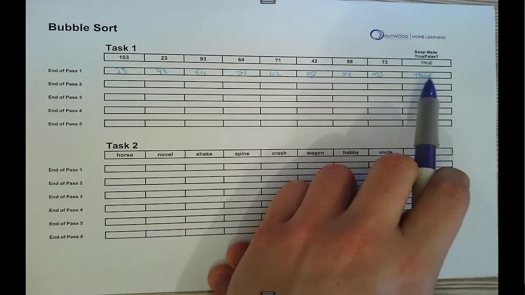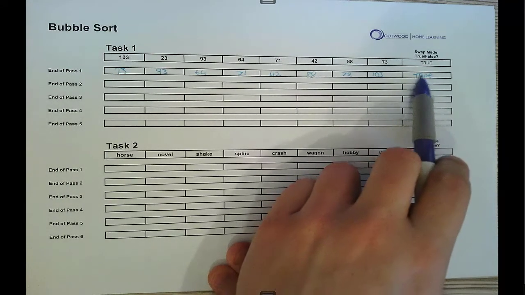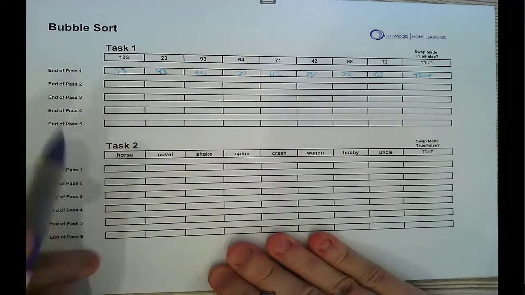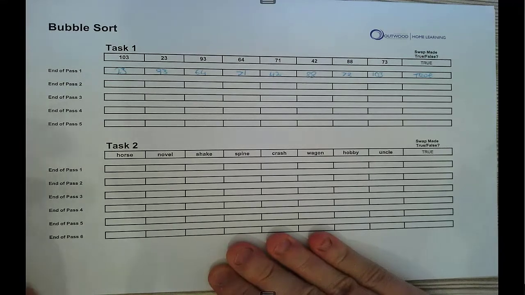So if we're a computer, we've got this variable here which allows us to keep track of whether a swap has actually happened, because computers can't just look at a set of numbers and understand whether a swap's been made. Okay, so I'm going to go again.